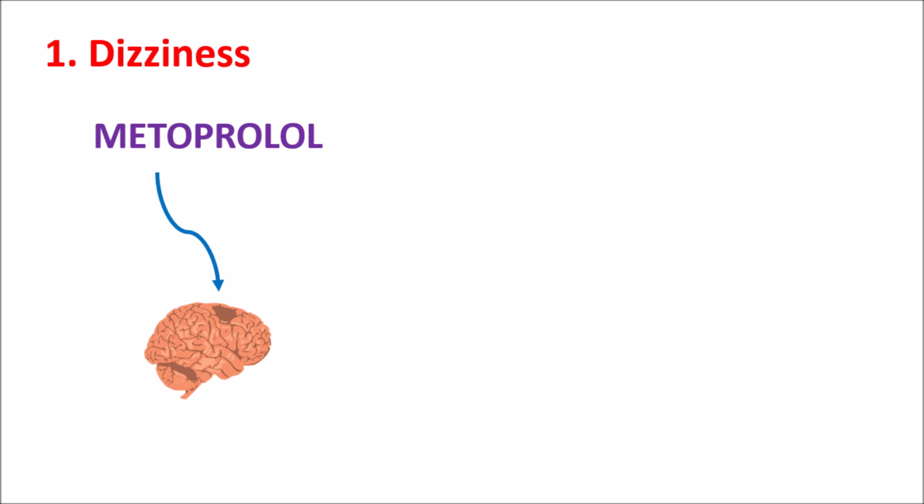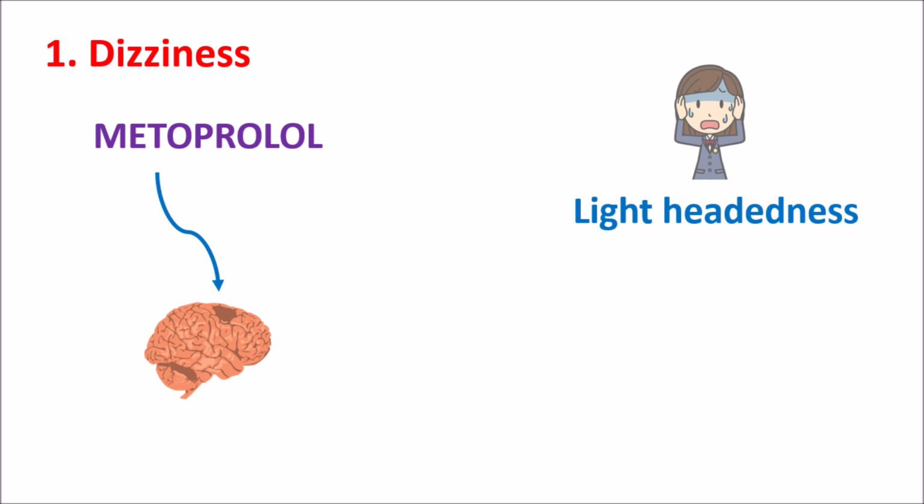The first one is dizziness. We have discussed that metoprolol acts on the heart, but at the same time it can also enter into the brain and it can affect the functionality of the CNS. Particularly it can produce some depressive effects. Therefore this drug can produce some lightheadedness and dizziness in people. This is particularly observed when you change your position. The dizziness can be increased.